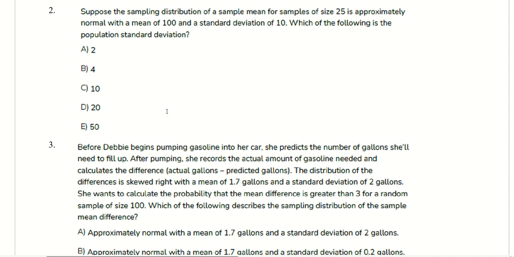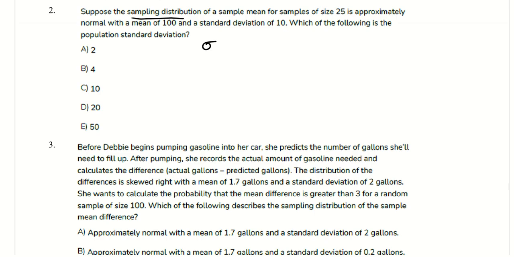All right, number two. Suppose the sampling distribution of a sample mean for samples of size 25 is approximately normal with a mean of 100 and a standard deviation of 10. Which of the following is the population standard deviation? Okay, so we know that, assuming the 10% condition is satisfied, meaning that 25 is less than 10% of the population, then we know that this is the sampling distribution.